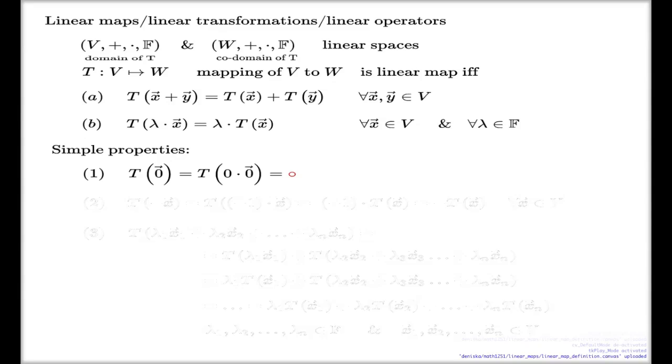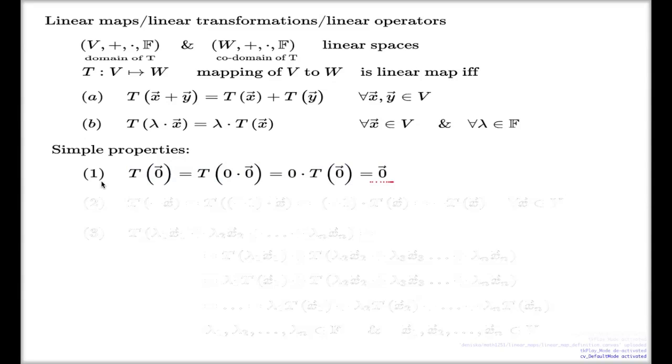Then you can use property B of linear maps or linear transformations. You can take the factor and pull it out like this. And then this dot will be already the dot in the codomain, in the W vector space. And we know that if you multiply any vector by a zero scalar, you will end up with a zero vector. And that's why the result is a zero vector.